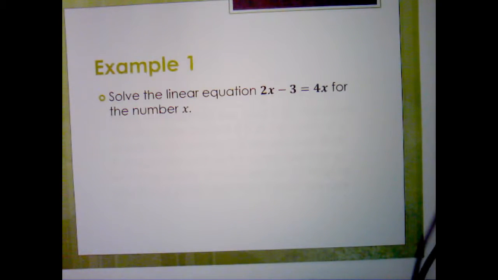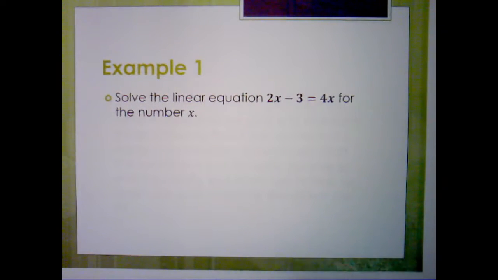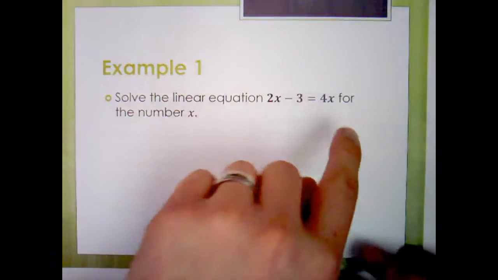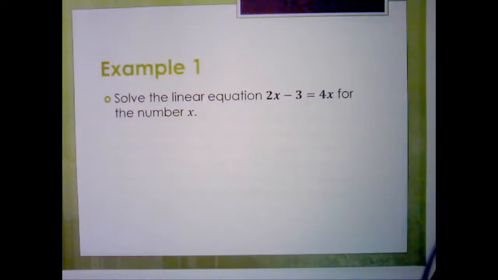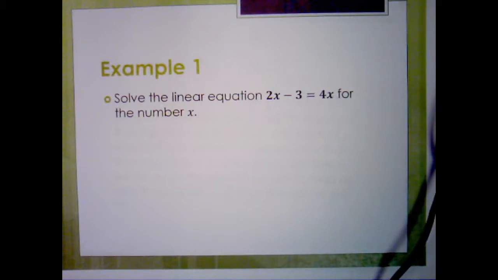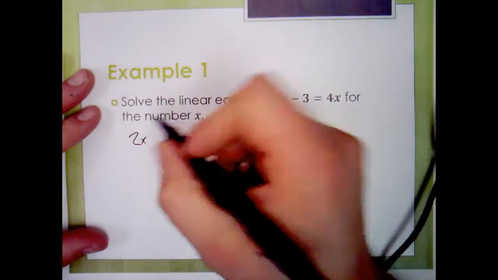So here, solve the linear equation 2x minus 3 is equal to 4x for the number x. So we want to get x by itself. Now, there's lots of things we could do in order to start doing that. Okay? But the best one is probably to get the x's on the same side. So how can I get all of my x's on the same side? I want to combine my like terms. 2 possibilities. I could subtract 4x from both sides, or I could subtract 2x. Okay? Either one is correct, but one of them is a lot easier. So I'll start by subtracting 4x.